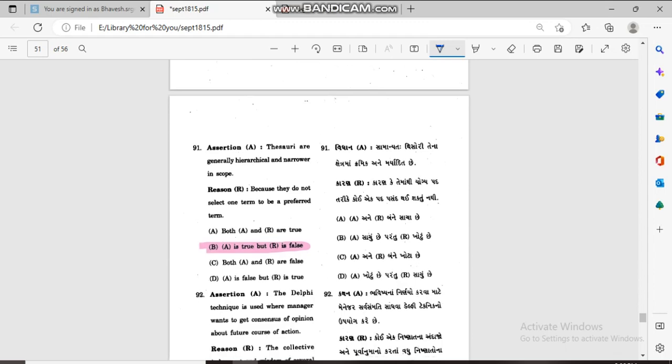Thesauri are generally hierarchical and narrower in scope because they do not select one term to be the preferred term. A is true but R is false.